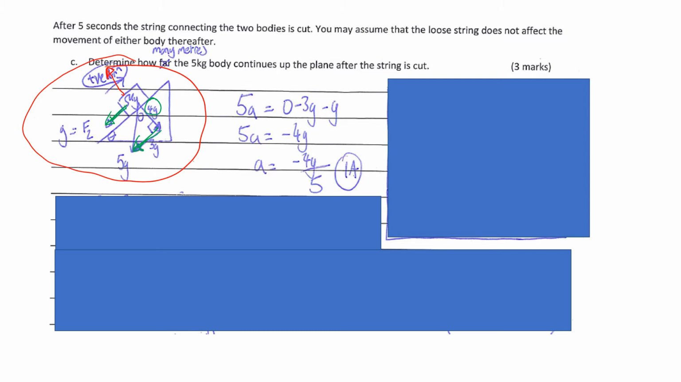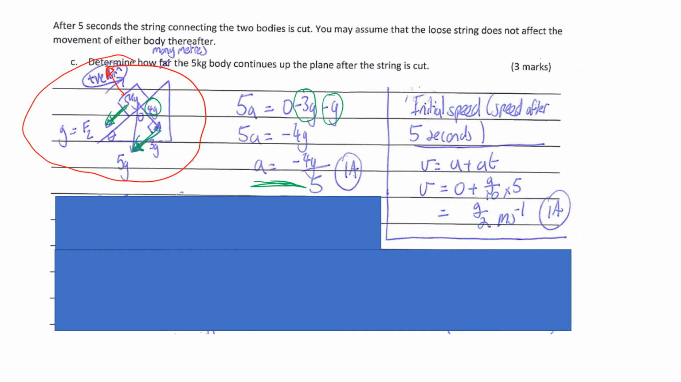So here's your weight force resolved down the plane, your frictional force, and it leads you to an expression for acceleration. In this case, it's a deceleration because it's negative and we've made positive the direction of motion. All right, from there, what do we do?